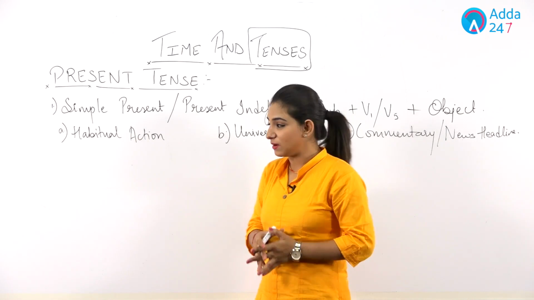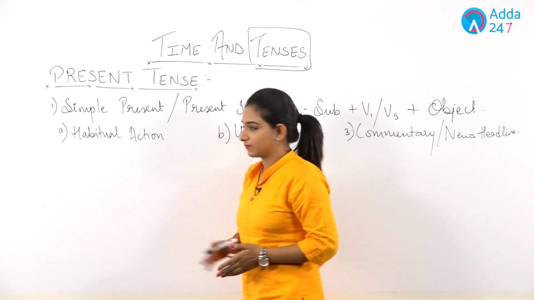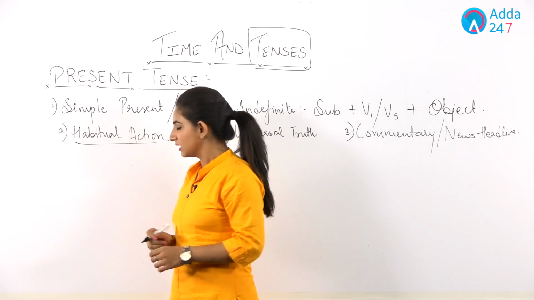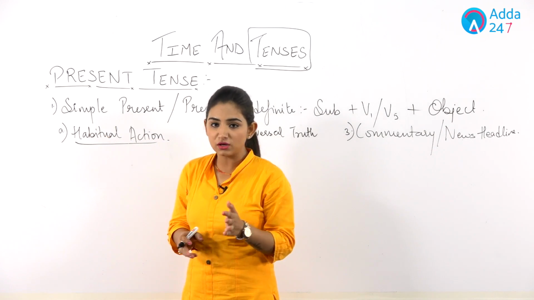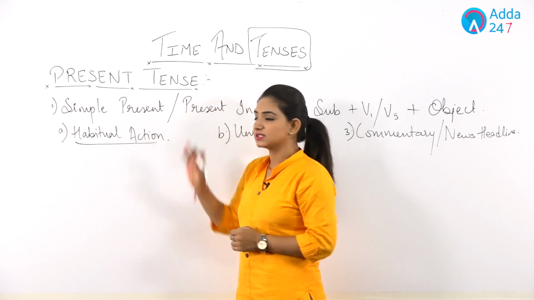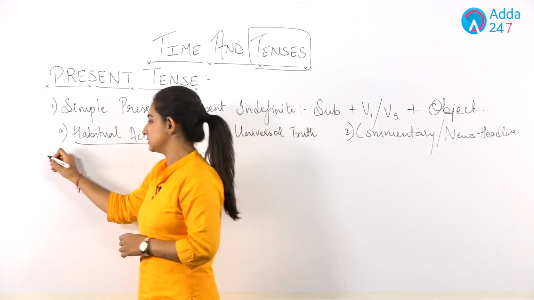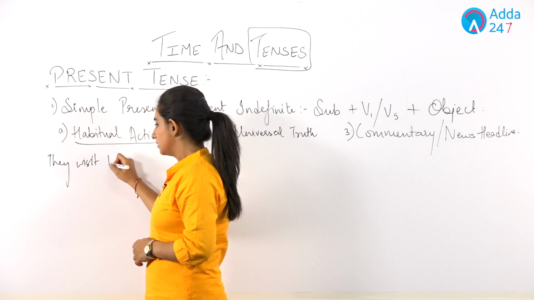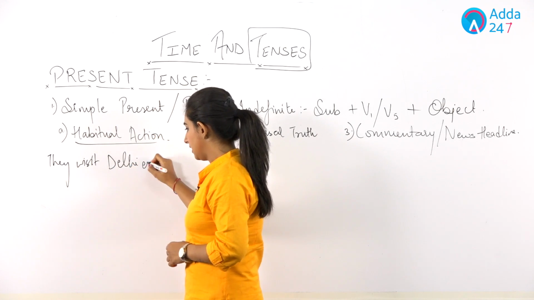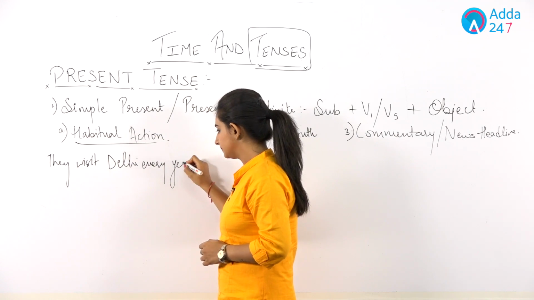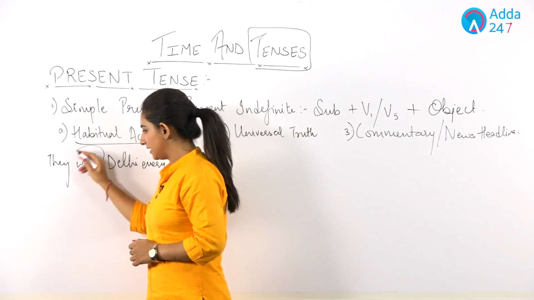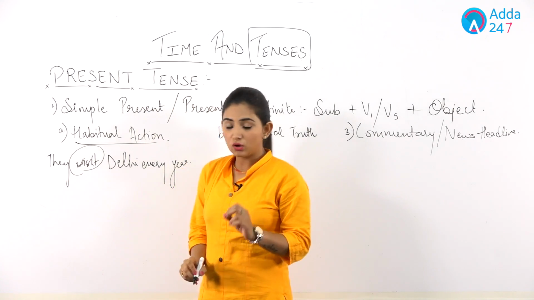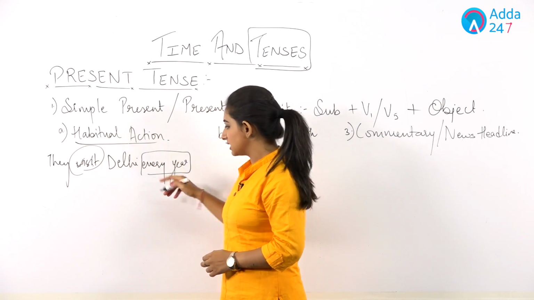Now let's take some examples to understand its meaning. First is habitual action. If something is happening regularly, we will keep it under simple present tense. For example, if I say, they visit Delhi every year. Now, why have I placed visit here? Because it's a task that is done every year.